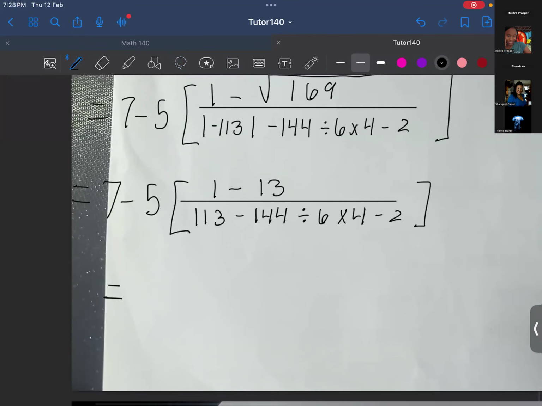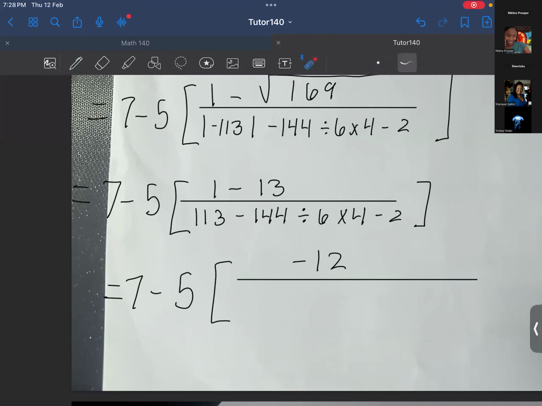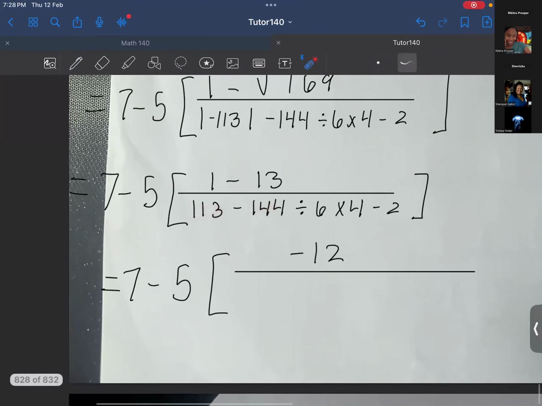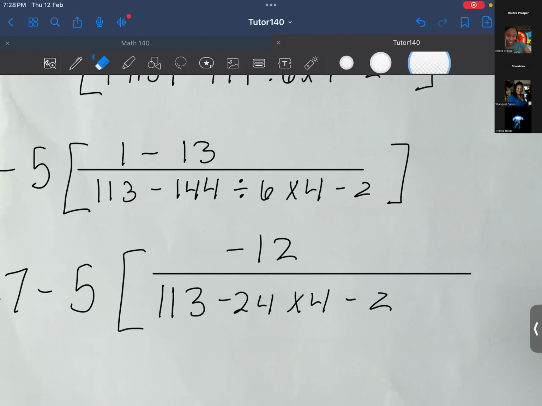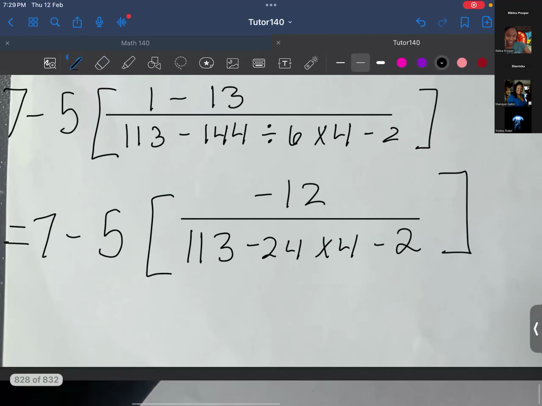So equals 7 minus 5. 1 minus 13 is negative 12, so there's negative 12 up there. Remember PEMDAS. We're not going to subtract 113 from 144. We're going to do division first because division comes first. So we're going to put our 113 back. So we have 113 and then negative 144 divided by 6 is negative 24. So we're going to put minus 24 times 4 minus 2. Let's put our 2 back there.